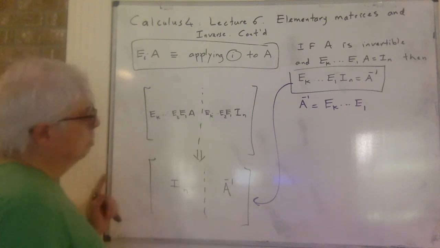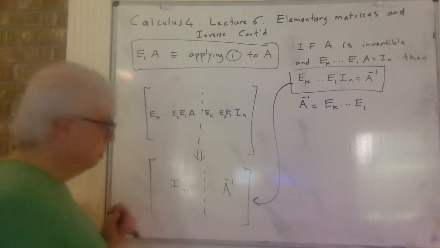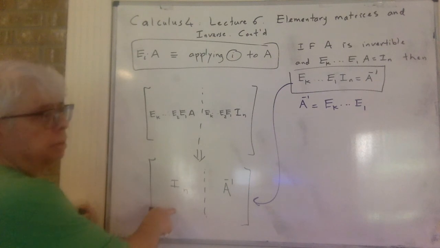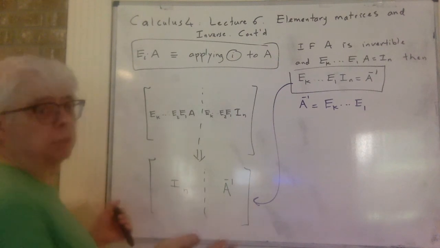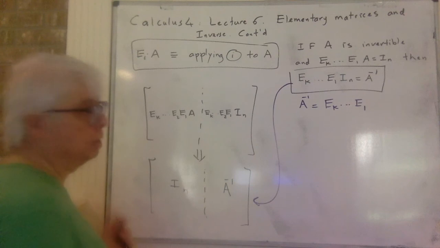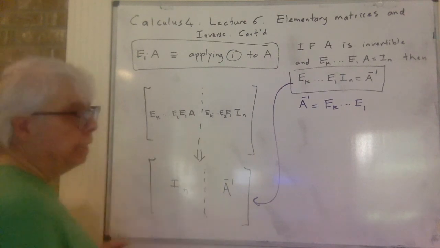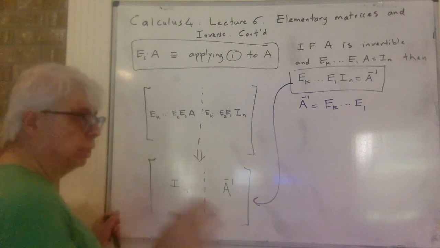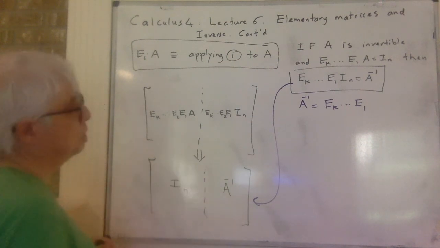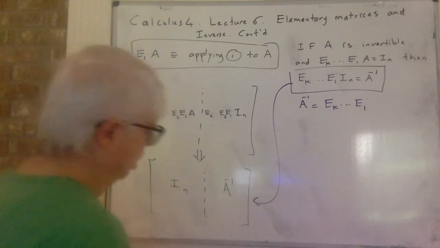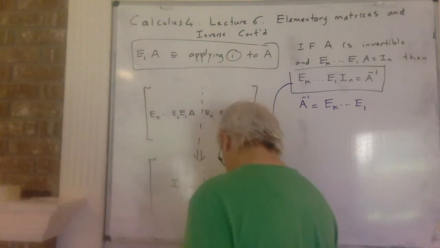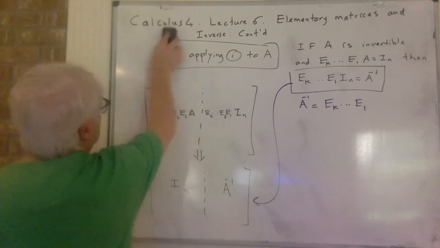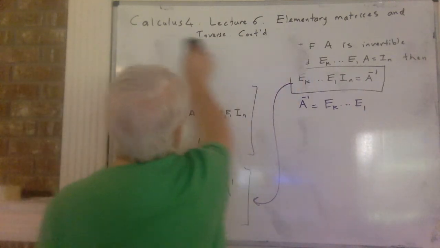Now, there's one thing. Well, you might say, so what if I do not get IN on this side? Well, that's good, in fact. No, I'm not saying that's good. But that means A is not invertible. So if you don't get IN here, forget about it. That matrix is not invertible. Finished. So we'll try an example here. So let me erase everything and apply this algorithm.